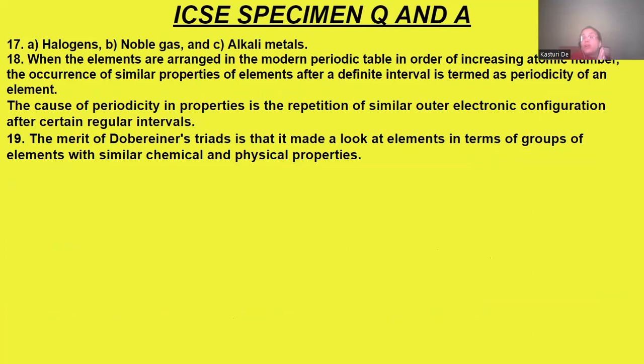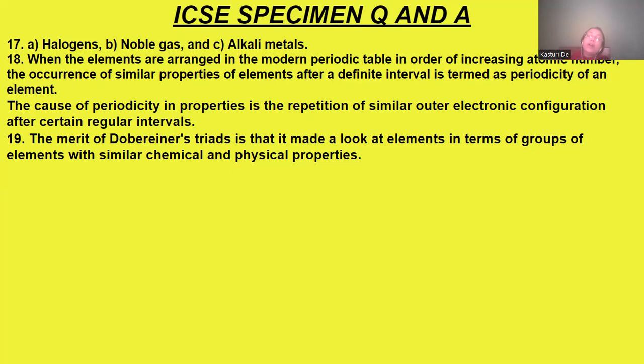So in the modern periodic table, we know the elements are arranged in such a way that the atomic numbers are increasing. And in this case, the properties of the elements are similar after a definite interval. That is known as periodicity. That is the occurrence of similar properties of the elements after a regular, definite interval.